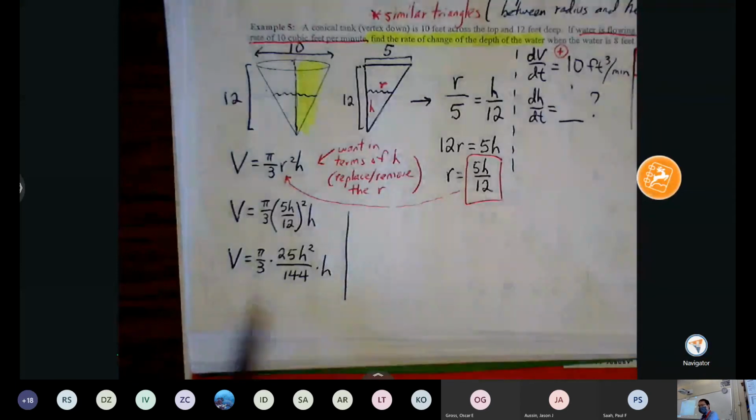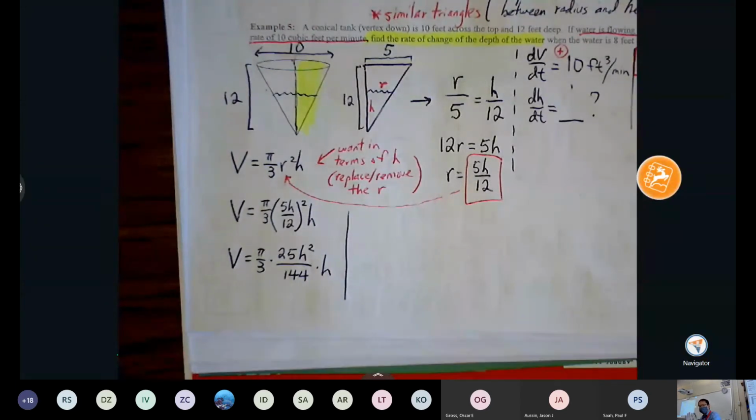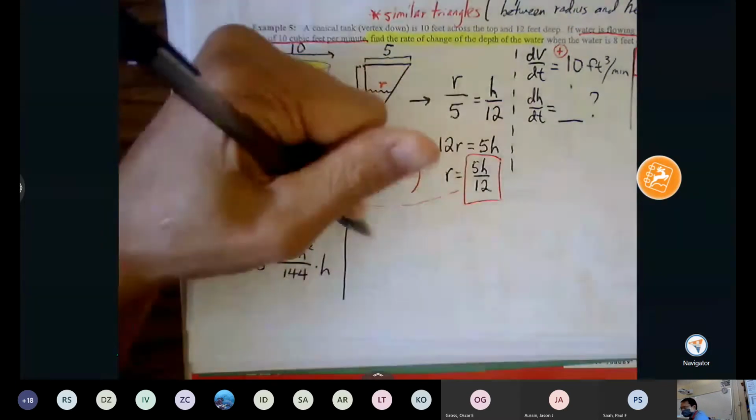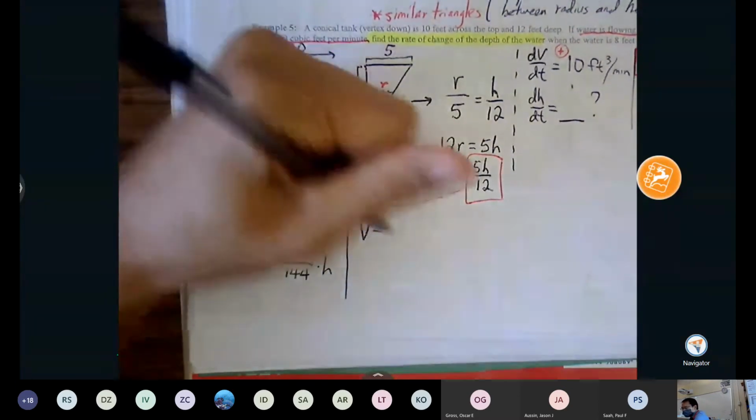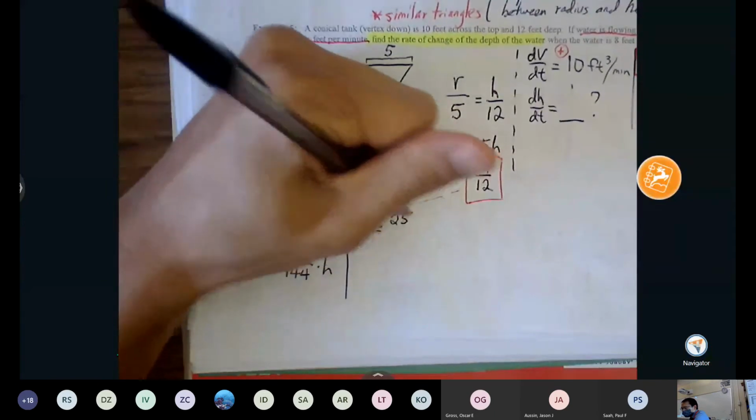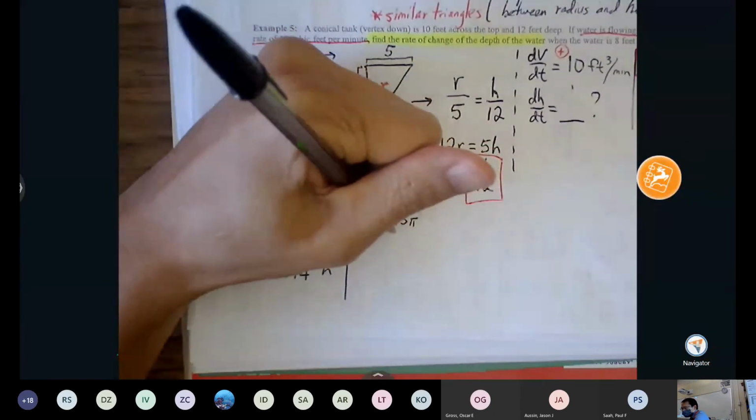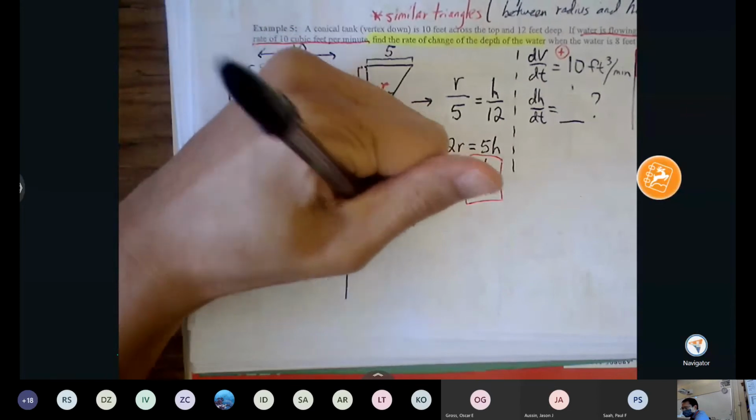Okay, still kind of messy, but we're getting there. Why don't we push all the coefficients together, and let's put the variables together. So what can I do with h squared and h? This combines to be what? H cubed, right? Add exponents, 2 plus 1 is 3. And I can put the 25 and the pi together. I can put the 144 times 3 together, which is 432. So I am getting closer to being ready for power rule.